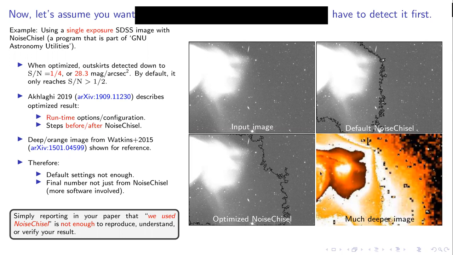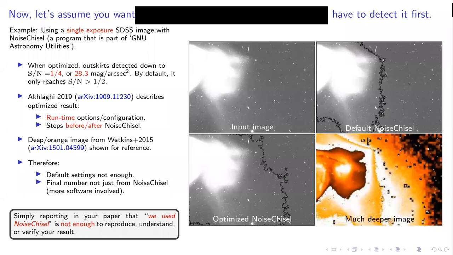But if you fine tune NoiseChisel for your target, you tweak the parameters, then you can greatly improve the result. Look how far you can detect when you change the parameters. Even though you see nothing in the noise, the signal to noise here is 1/3. It's very, very low, so it's almost invisible in the noise, but there is significant signal. You can actually see this in a much deeper image with more exposure time that other people had taken, and you see that there is actually real signal here. But I'll get to this in a moment.